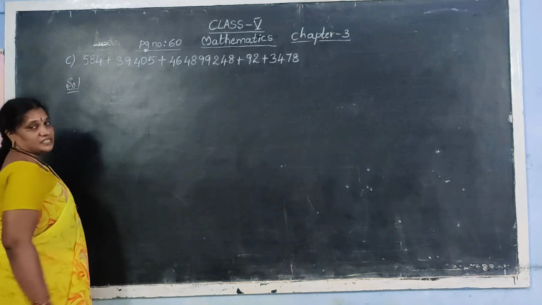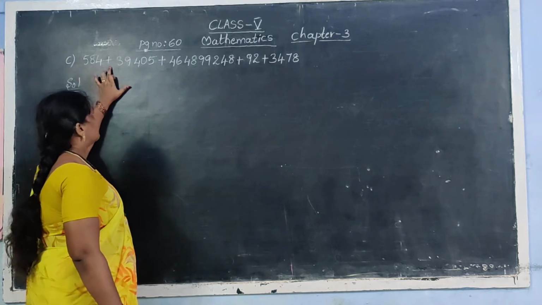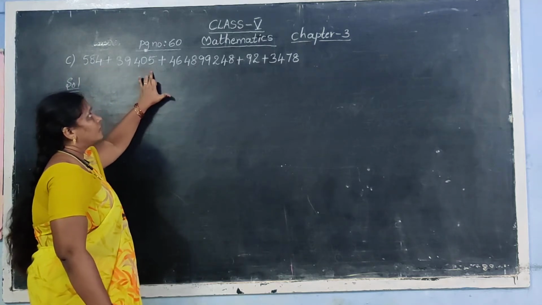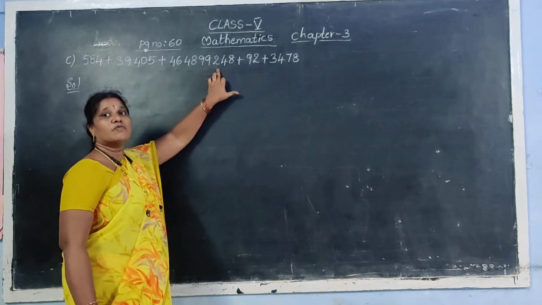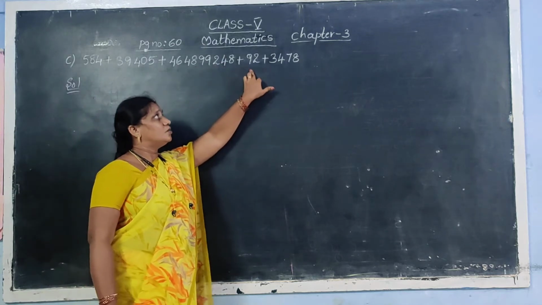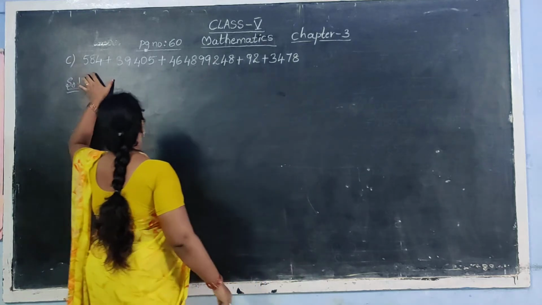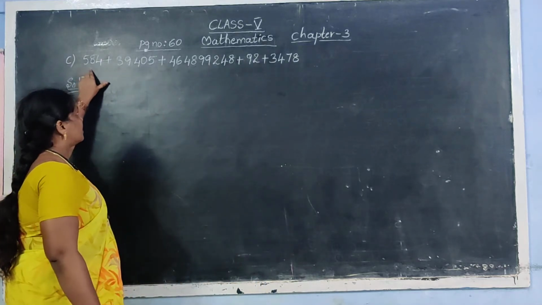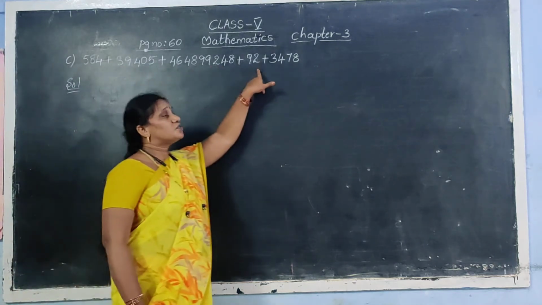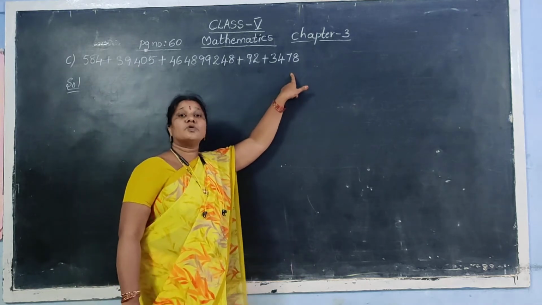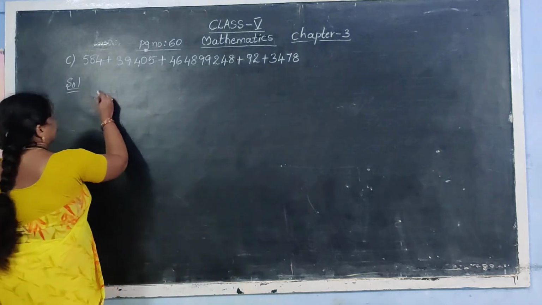Write the place values. Here, how many digits? 3 digits means 584, plus 39,405, 46 crores 48 lakhs 99,248, plus 92, plus 3,478. Here there are different digits. This is a 3 digit number, this is a 5 digit number, this is a 9 digit number, this is a 2 digit number, this is a 4 digit number. So you can write the place values first and arrange them in order.